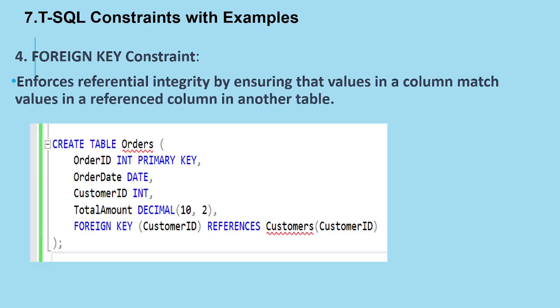The foreign key constraint enforces referential integrity by ensuring that values in a column match values in a referenced column in another table. We saw one example in the previous session. If you haven't watched it, please go ahead and watch it.